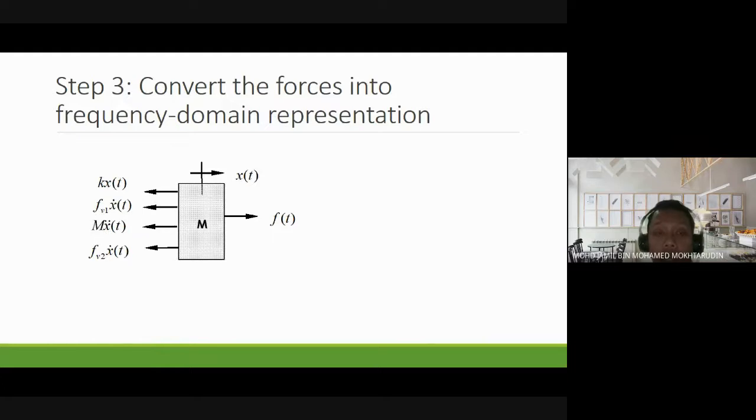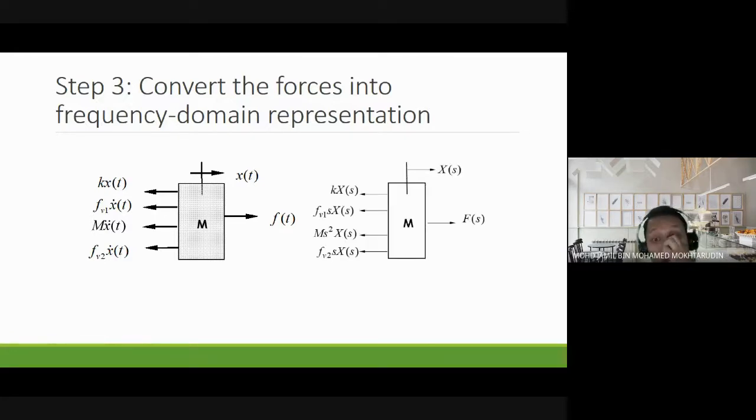So this is our free body diagram from the previous slide. We can convert each of the forces into the frequency domain. So kx becomes k big X, Fv1 x dot becomes Fv1 s, m x double dot becomes m s squared, and Fv2 x dot becomes Fv2 s.